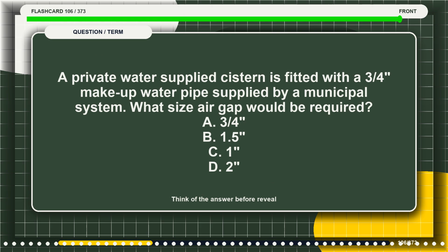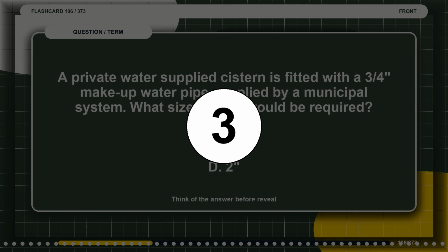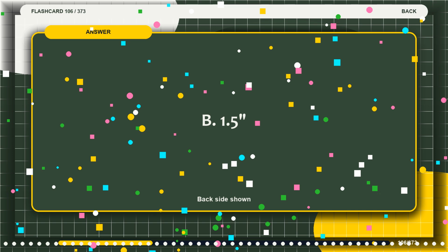Flashcard 106. A private water-supplied cistern is fitted with a 3/4 makeup water pipe supplied by a municipal system. What size air gap would be required? A. 3/4. B. 1.5. C. 1. D. 2. Think of the answer before the reveal. The answer is B. 1.5.